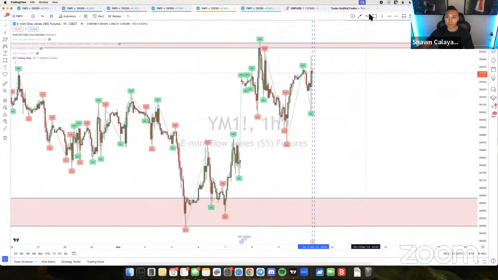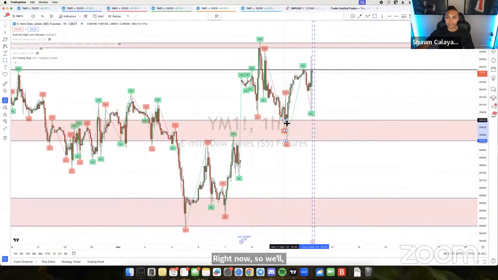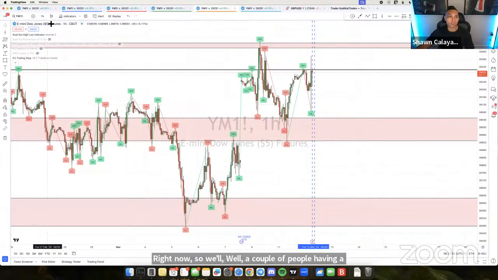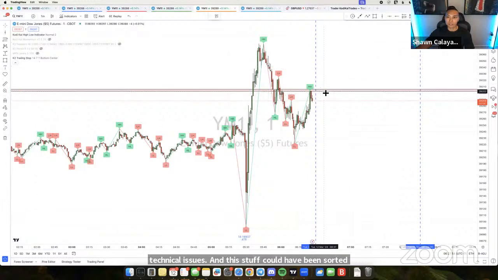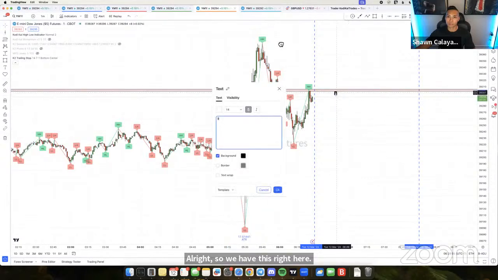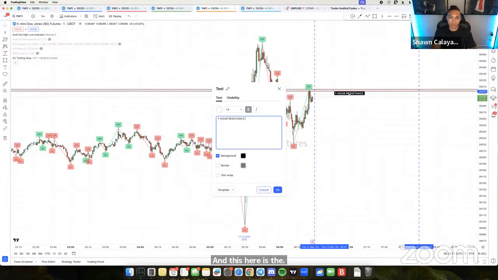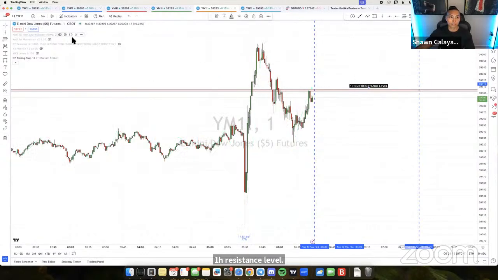All right, so down to the 1 hour over here. Seems like a couple of people have technical issues right now, and this stuff could have been sorted out earlier. All right, so we have this right here. And this here is the one-hour resistance level. That's pretty much it. All right, so we got that cleaned up right there.